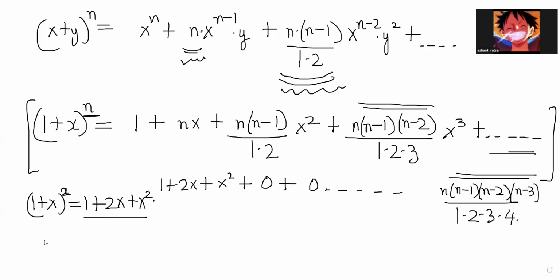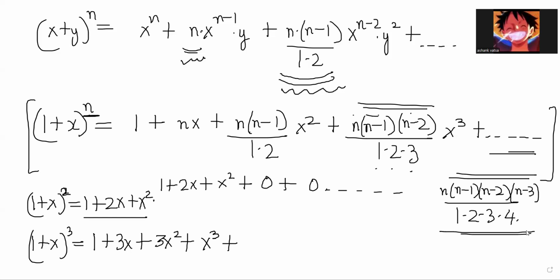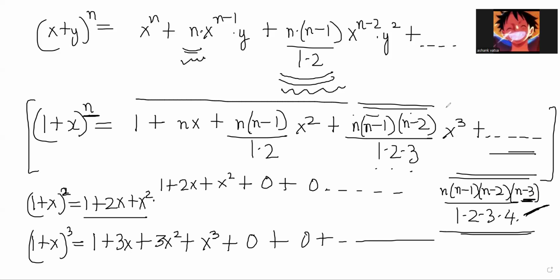अगर 3 डाल के देख लो, 1 plus x whole cube, 3 डाल के देखते हैं तो क्या आ रहा है, 1 plus 3x plus, देखो ये 3 into 2 by 1 into 2, राइट? तो 3x square. When you put 3 here, what will come? 3 into 2 into 1 by 1 into 2 into 3, right? 1. So x cube. Fourth term में 3 डालो, देखो, it will vanish. और उसके बाद सारे terms में n minus 3 is a factor, okay? So all the other terms will vanish, right? Do you believe now that this is correct?